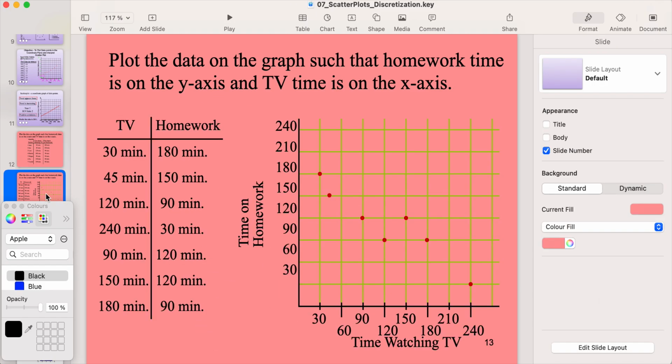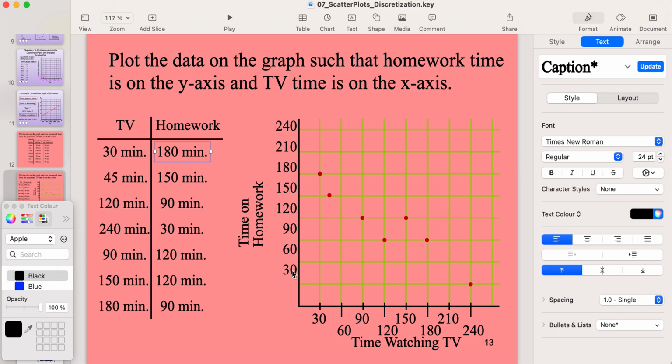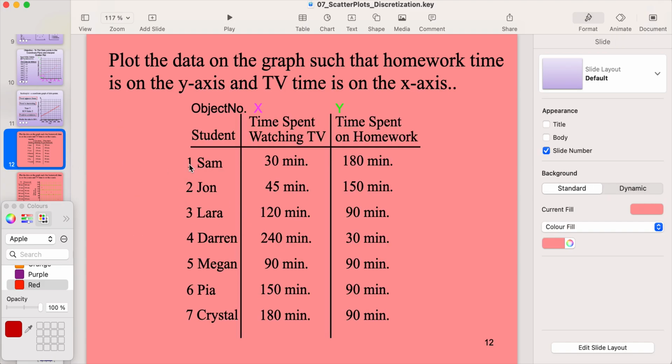So that is how you would map those. And here's what we have. 7 points are here. The first one has 30 minutes and 180 minutes. So 30 is here for this point and 180 is here for this point. 30, 180. That's the first one. Then we have second, third, fourth, fifth, sixth, and seventh, as we have numbered them over here.